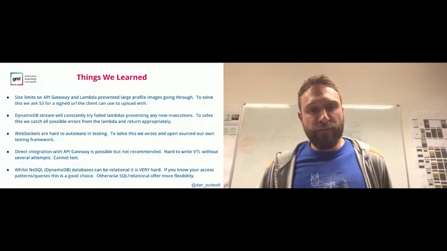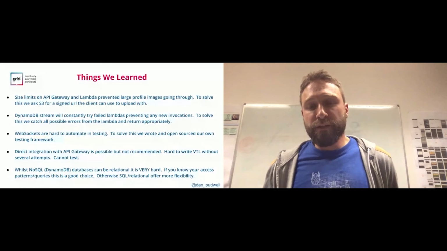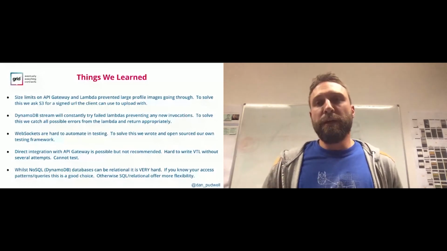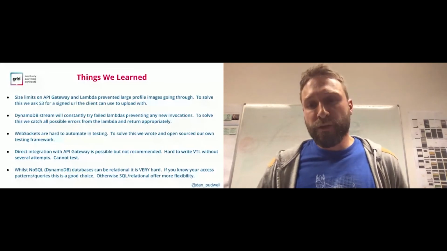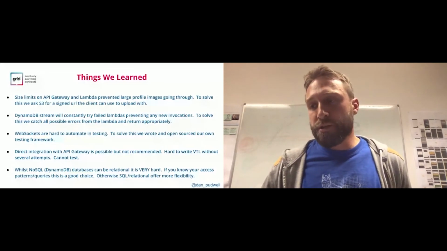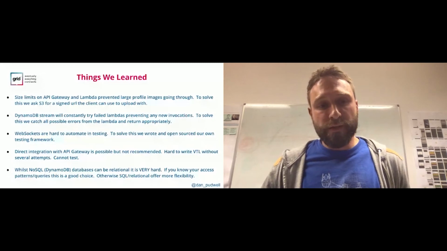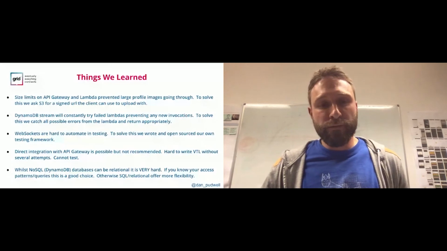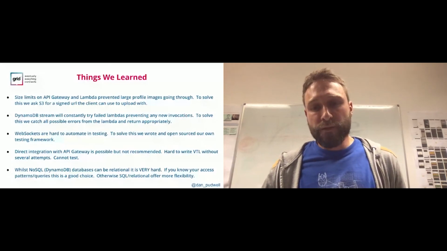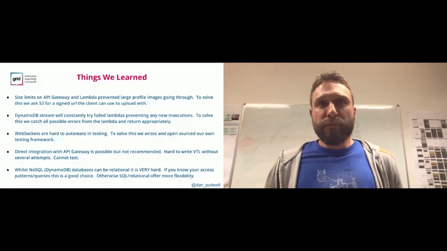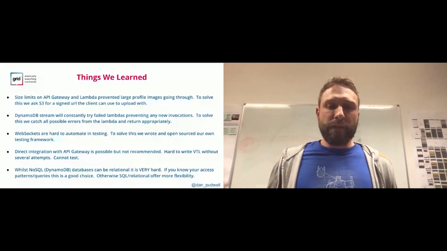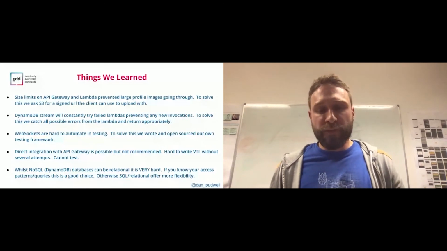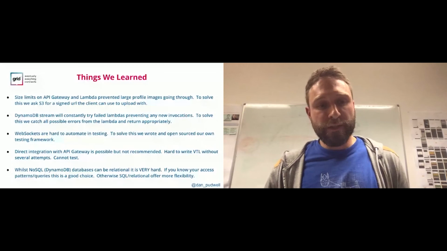We also found that you could hook up API Gateway directly to other services, so you could go from API Gateway straight to Dynamo. This requires using something called a VTL template, which are horrible to write, almost impossible to test, and definitely not recommended. For maintainability going forward, I would definitely recommend having a Lambda in between those two things.